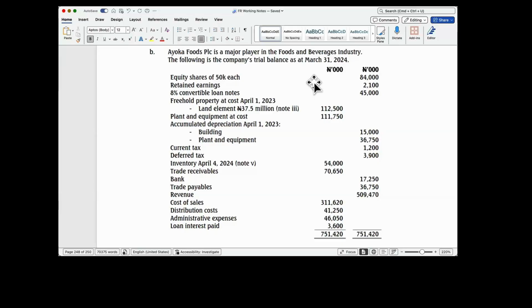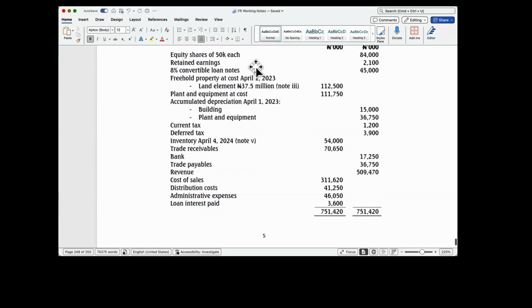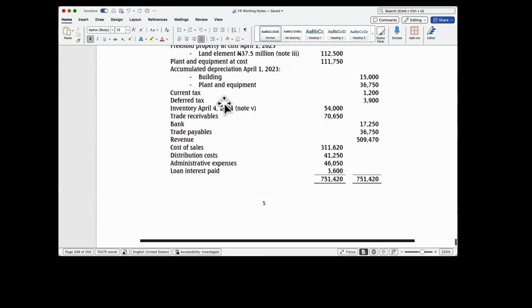Also, I can see that I was given convertible loans here. So I know that I will have to deal with compound financial instruments. If you remember, we taught you that. And again, I can see some set of assets, their cost, their accumulated depreciation. I can see they give me current tax.